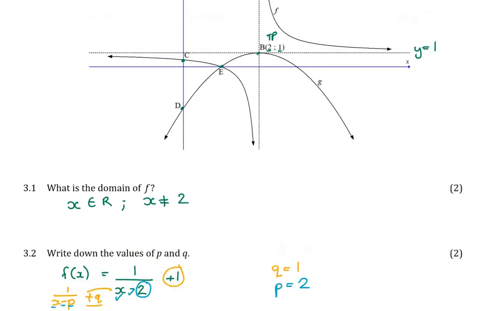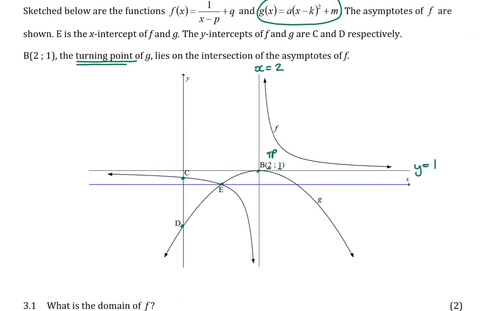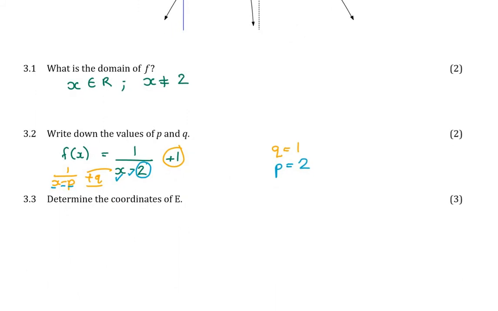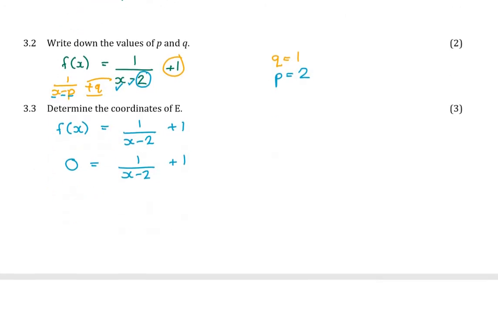Okay, determine the coordinates of e. Now they told me what e was. E is the x-intercept of both of the functions. Now I don't know the x-intercept of the parabola, but I can work out the x-intercept of my hyperbola. So my hyperbola is 1 over x minus 2 plus 1. To find an x-intercept, I make y 0. Don't forget that the first important thing is to figure out what you're actually trying to find. So now that I know it's my x-intercept, I've made y 0.